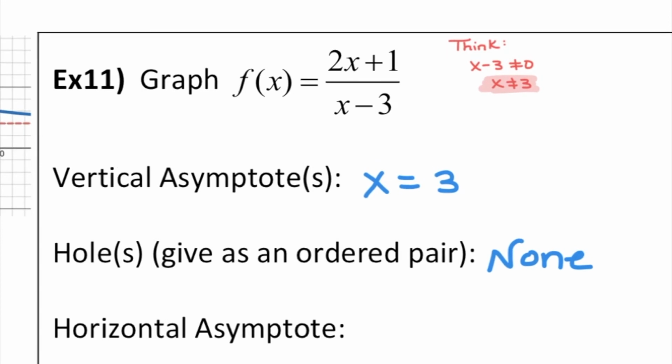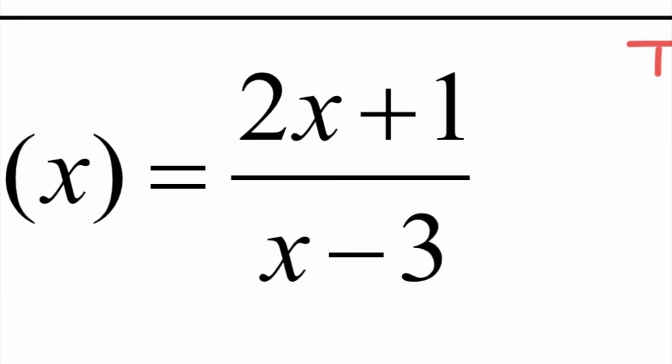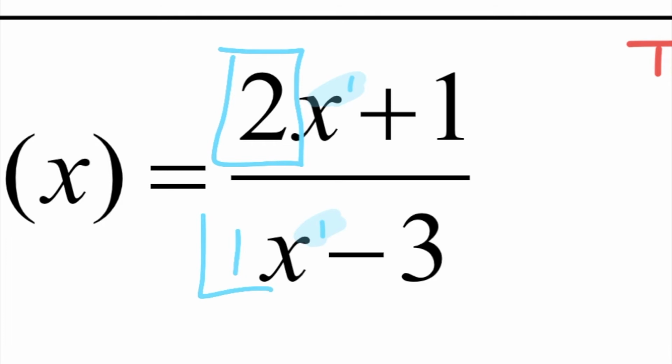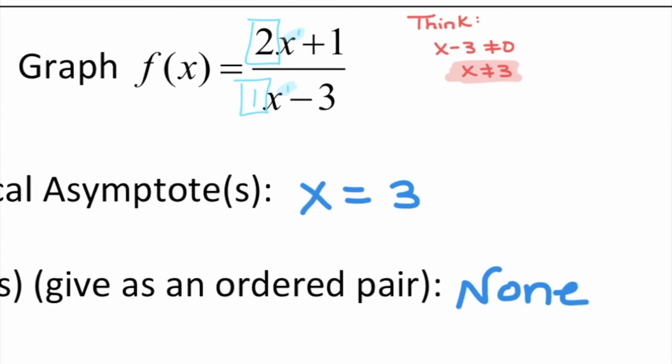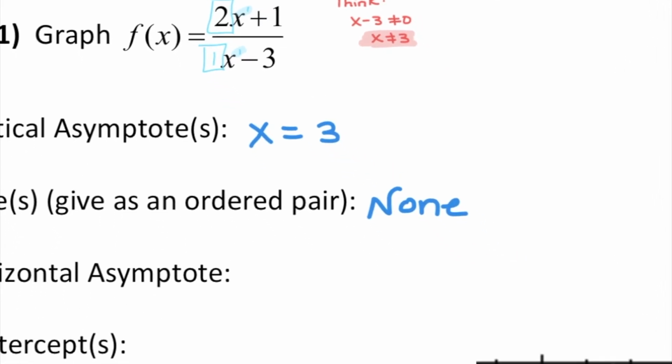And your horizontal asymptote, remember here, we said that you have to look at the degree of the numerator and the degree of the denominator, and they're both first degree polynomials. And when they're both the same, you want to look at the leading coefficient of the numerator and the leading coefficient of the denominator, and you want to look at the ratio that those two numbers make. And so 2 over 1 is just 2, and so your horizontal asymptote is 2.